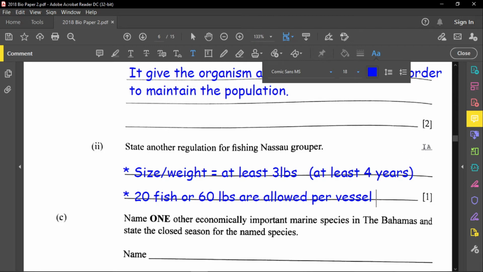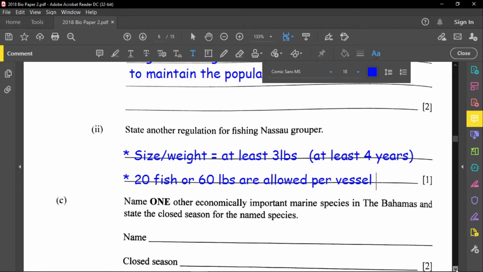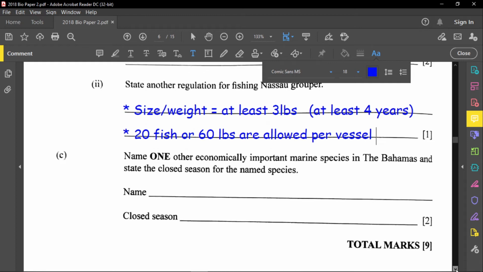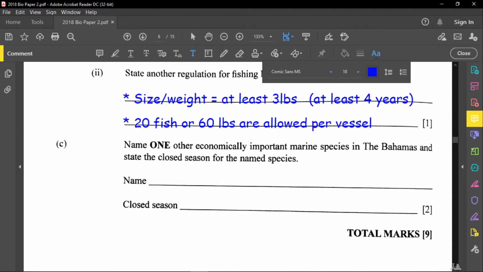I mean, they can even tighten this as well, so that you should not catch more than that for a given week or a given month and so on. But that's what's on the book right now. No more than 20 fish or 60 pounds are allowed per vessel at any given one time.